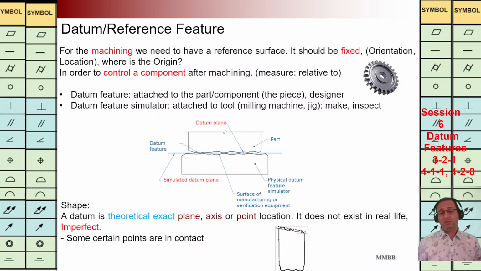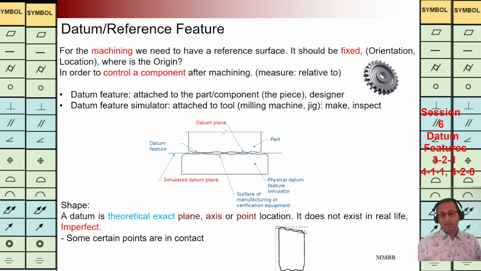As it is known, when we do the machining, the surface of the part is not perfect. That's why we are going to define a theoretical exact plane as a datum feature. And some certain points of the part are in contact with this datum feature. In the same scenario, the surface of the tool is not perfect. Some certain points of the tool are in contact with the datum feature simulator.